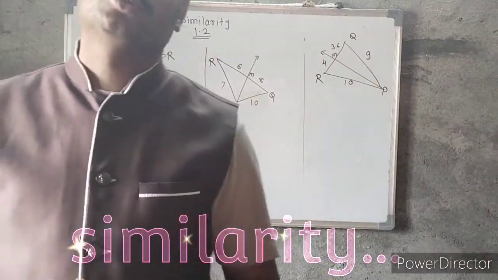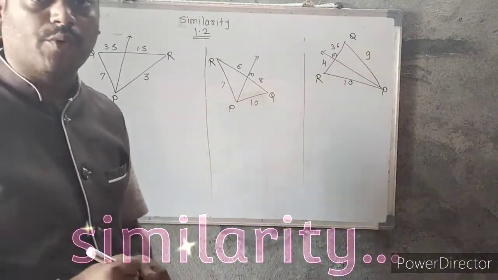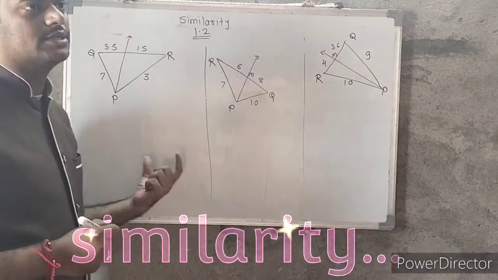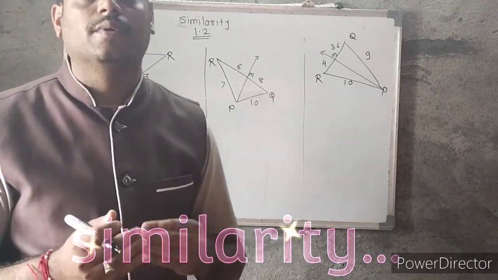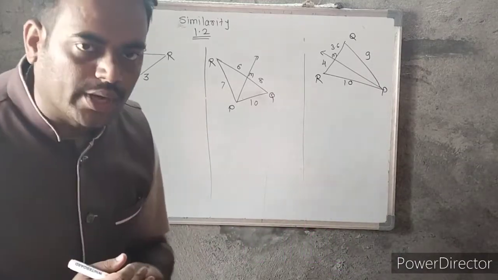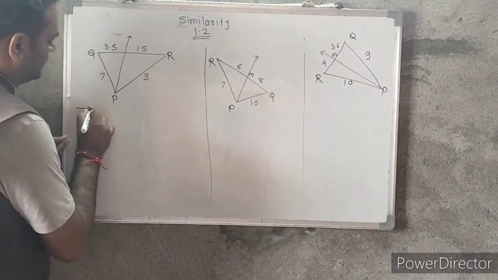Good afternoon, students. Today we are going to discuss the similarity exercise number 1.2. Already we discussed 1.1, the application of the formulas, that means the ratios of areas of two triangles. Now today, the application of the angle bisector theorem.